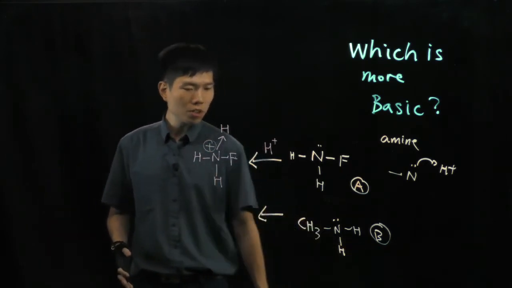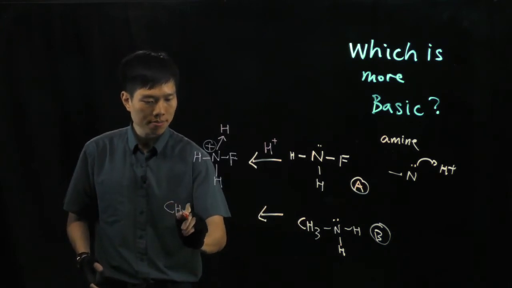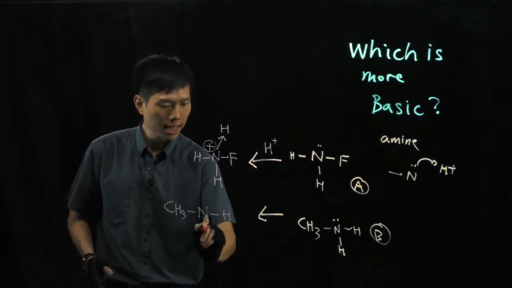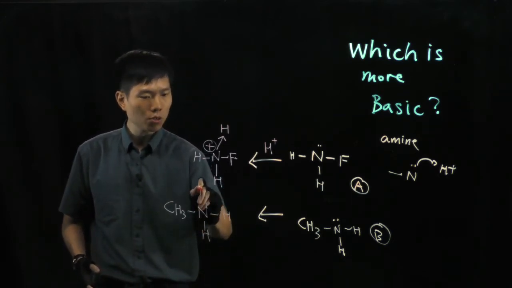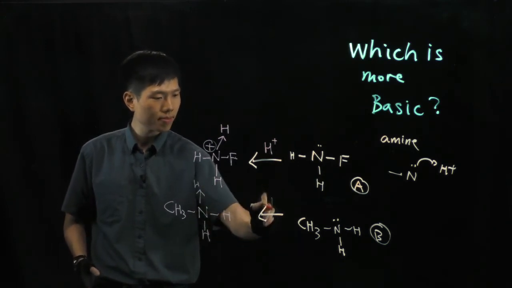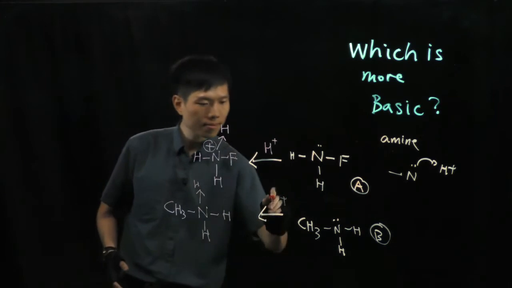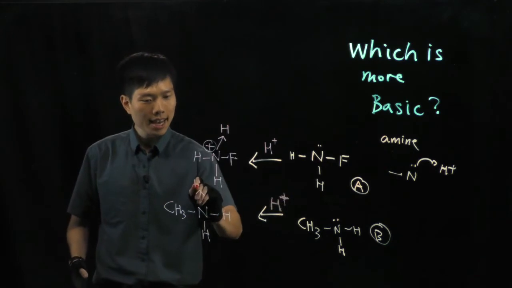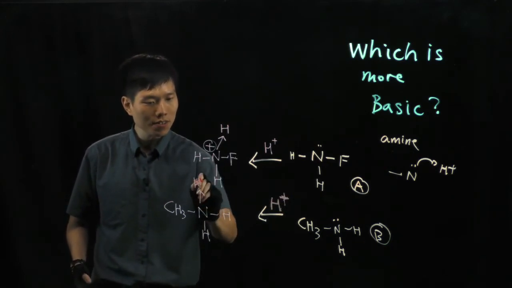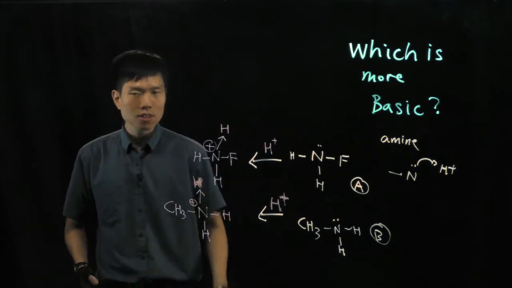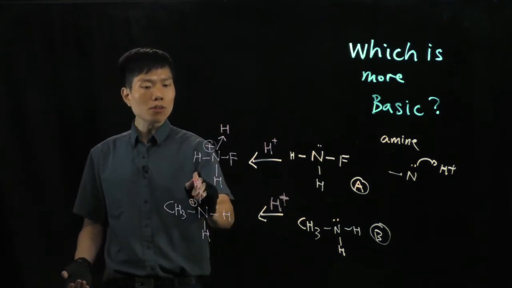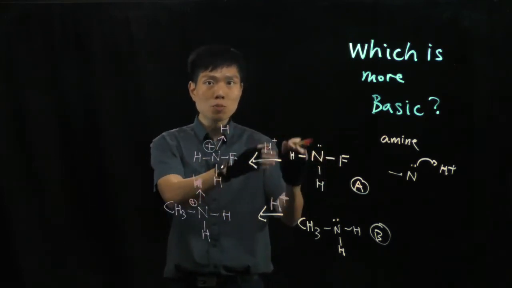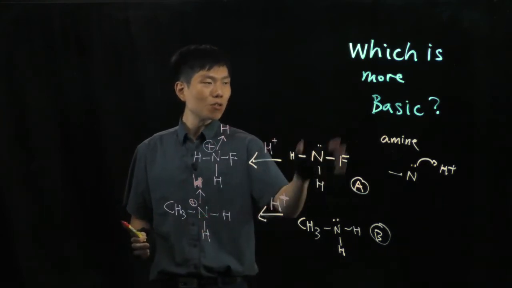The next case, for molecule B, you will have CH3 connected to nitrogen with the hydrogen and a dative bond towards the incoming H. And now this nitrogen carries a positive charge. So remember, the more stable the conjugate acid, the more likely it is going to pick up this H+ and stay there. That means it's acting as a good base.